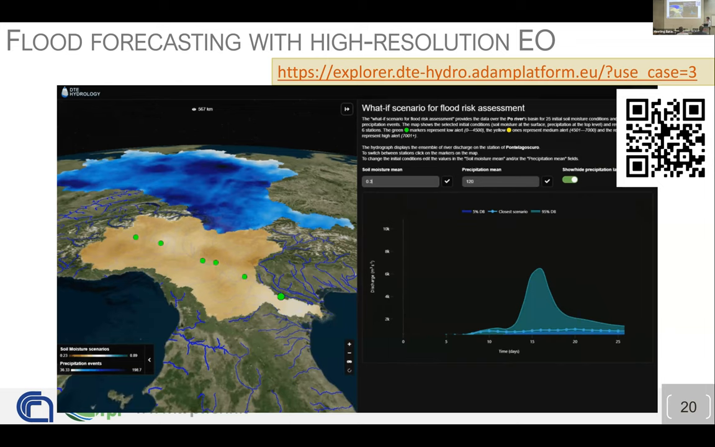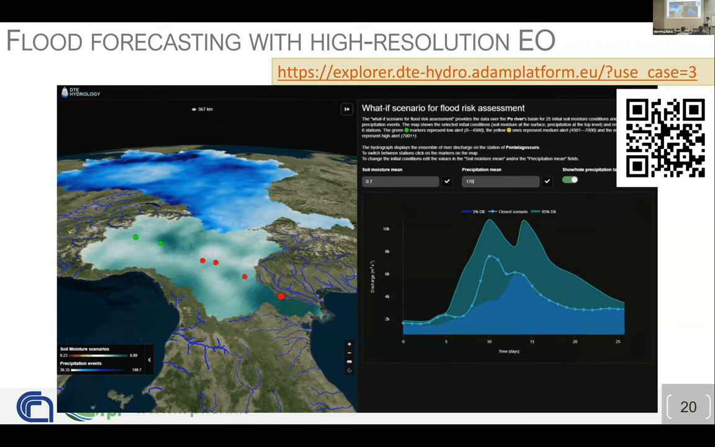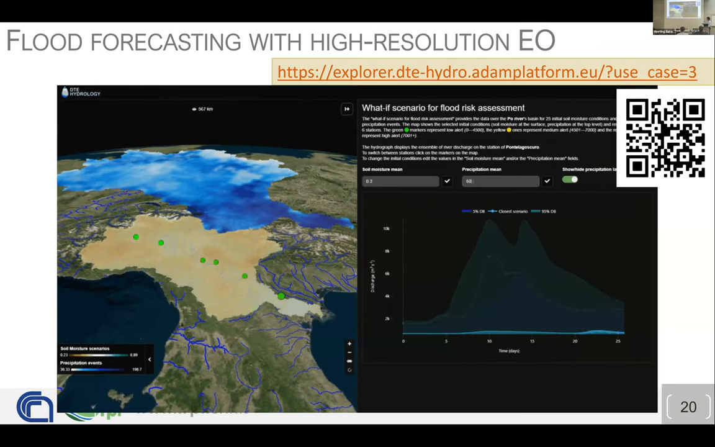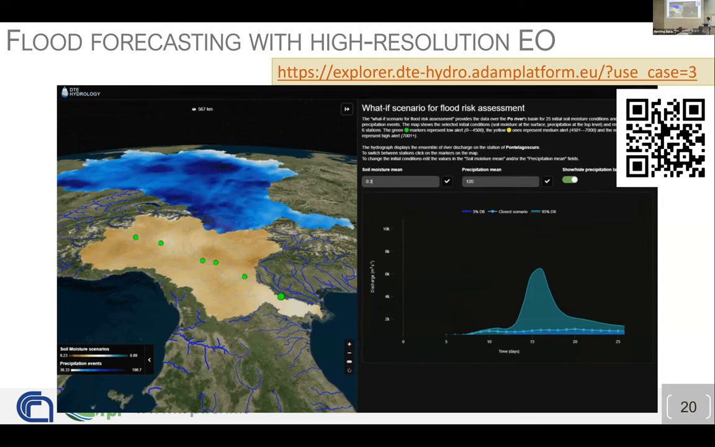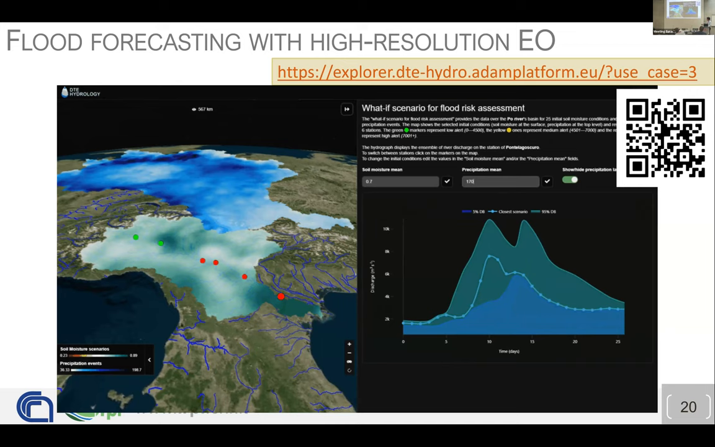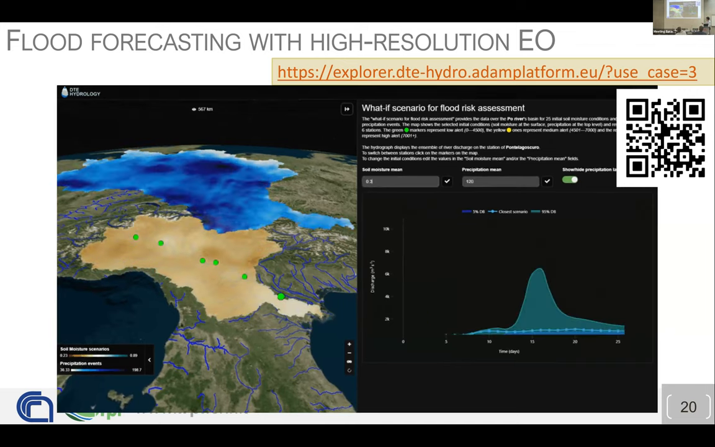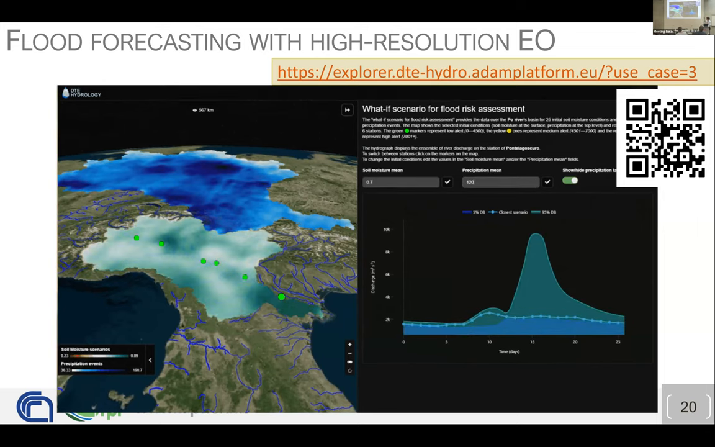You can assess the role of soil moisture with respect to precipitation, and what the highest flood events can be. So for instance, if we exceed 10,000 cubic meters per second, we have flooding, and the dots start to become red. And so we have an assessment of the importance of floods and of the main drivers of floods.